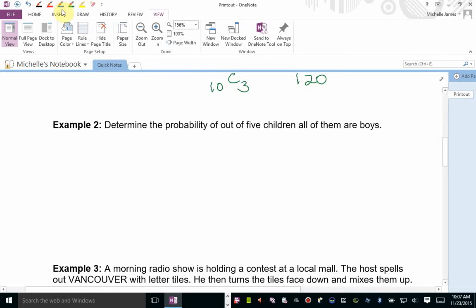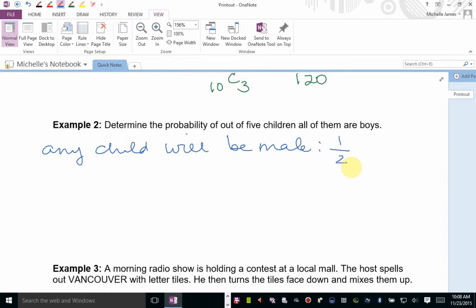So what is the probability that any child will be male? What is it? Yeah, 1 out of? What if you're a twin? 2. Still the same. So, determine the probability that out of 5 children, all of them are boys. So we'd be looking for the probability of 5 boys. That's right. Why is it 1 out of 2? There's 2 different things it can be. What you want is a boy, 1, out of how many things it can be? 2.